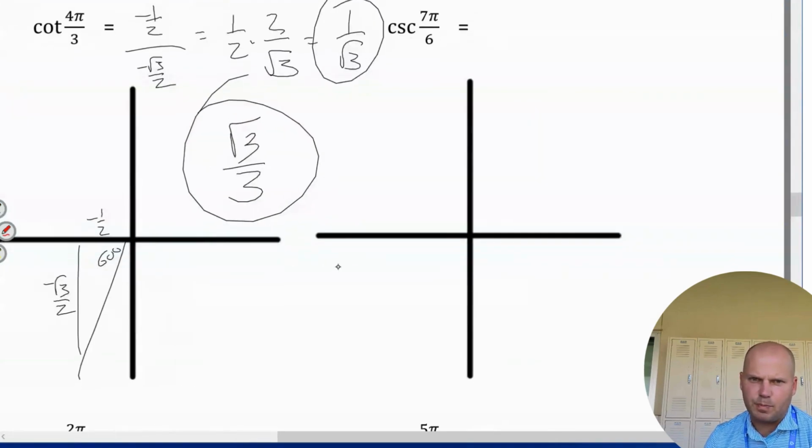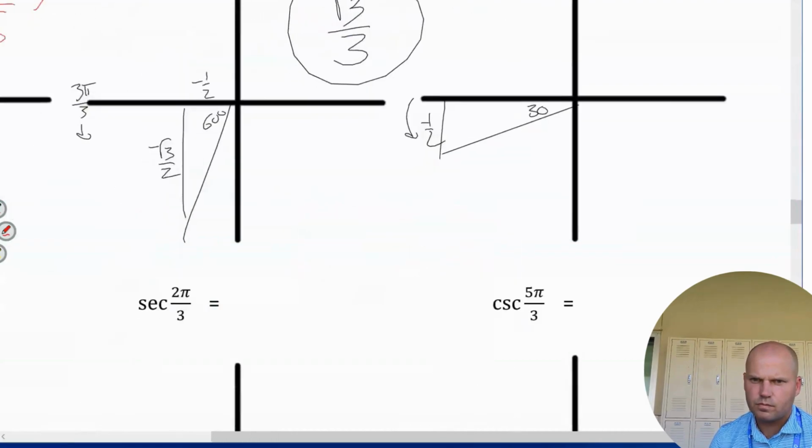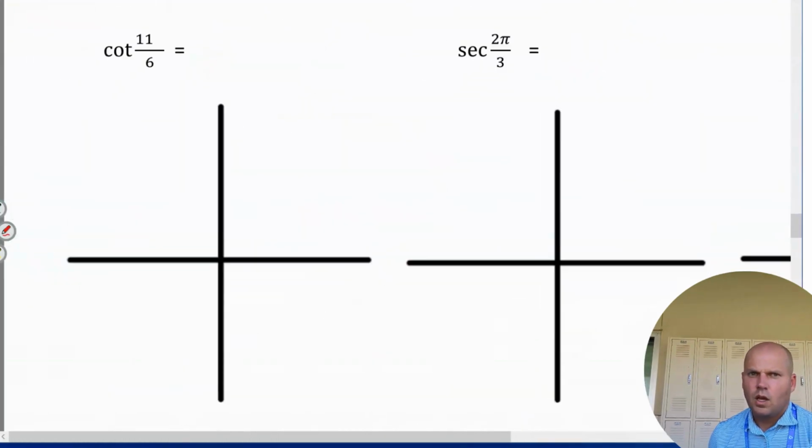7 pi over 6, 6 pi over 6 plus 30 degrees. Cosecant the reciprocal of sine. Find the sine of 7 pi over 6 and then flip it. There's a sine, there's flipped. I'm going to do these in my head. See if you can follow along what I'm doing.